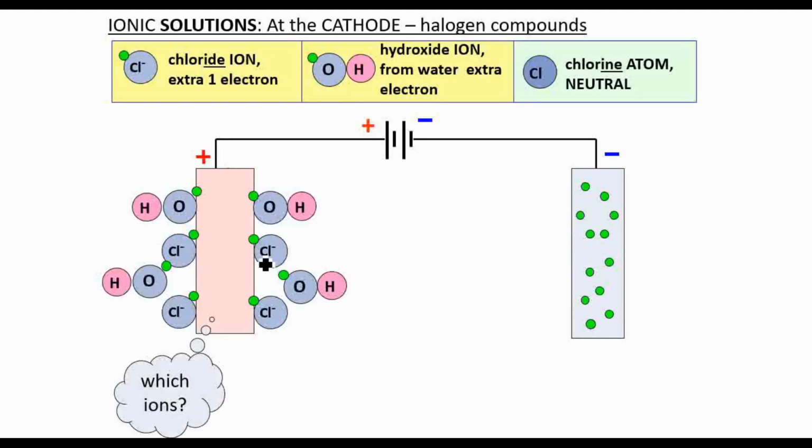Now at the anode, sorry, at the cathode rather, don't panic. So positive anode, negative cathode. So we've just dealt with the cathode. All right, so we need to now make a choice. Am I going to choose the chloride or am I going to choose the hydroxide?